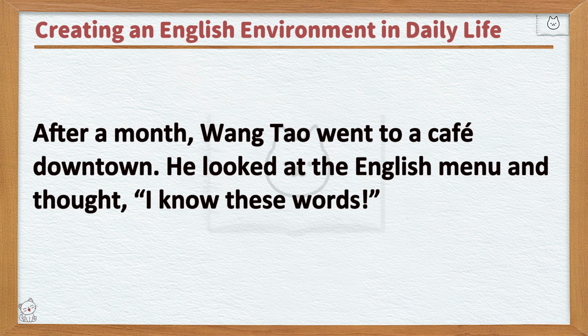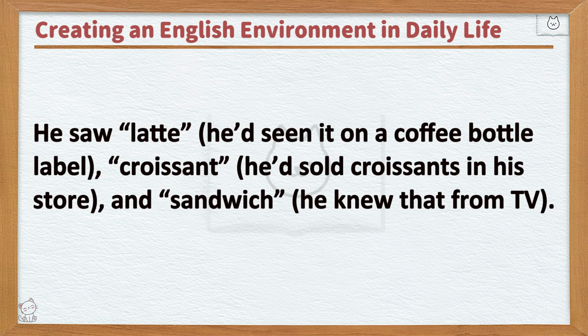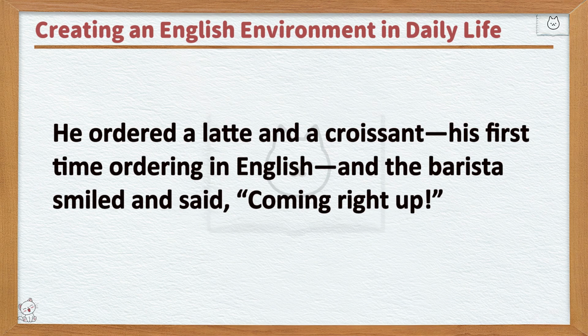After a month, Wong Tao went to a cafe downtown. He looked at the English menu and thought, I know these words. He saw latte, he'd seen on a coffee bottle label, croissant, he'd sold croissants in his store, and sandwich, he knew that from TV. He ordered a latte and a croissant, his first time ordering in English, and the barista smiled and said, coming right up.